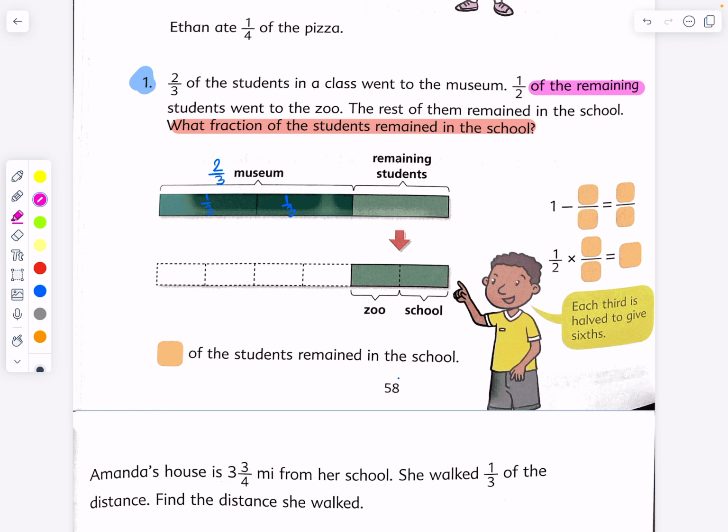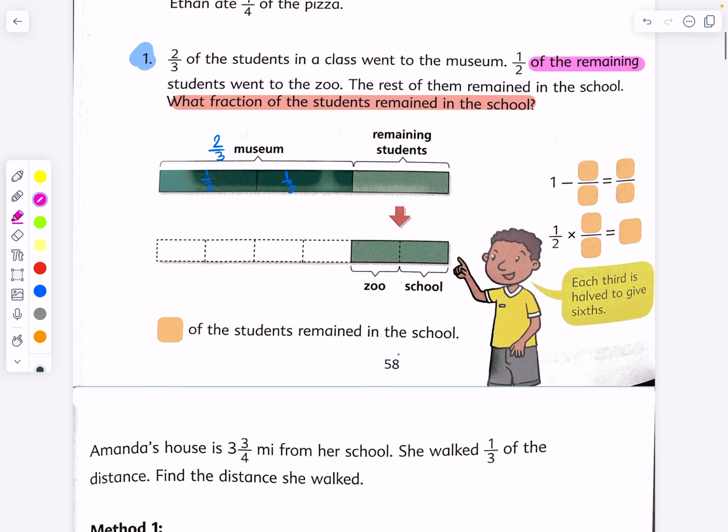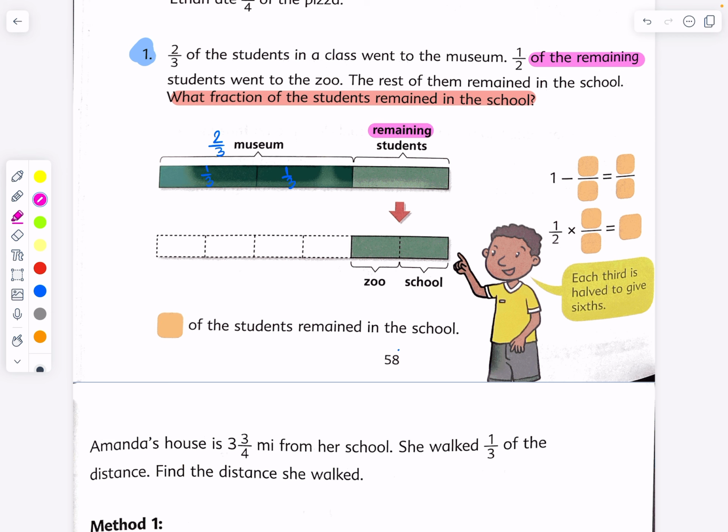So, if 2/3 went to the museum, we know that remaining students must be 1/3, right? That means remaining people who did not go to the museum are 1/3. What happened to those remaining students? Half of them went to the zoo. So they took half of 1/3. So this is 1/2 of 1/3. And of course, this is also the other 1/2 of 1/3, the remaining students.